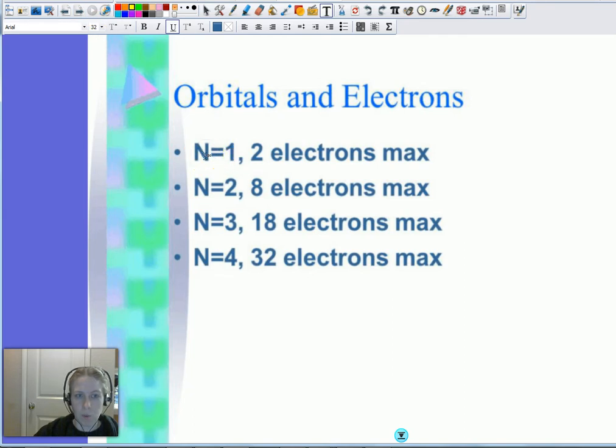So energy level 1 can hold 2 electrons max. And we already knew this. The first 2 columns in the periodic table hold up to 2 electrons. They're the s, essentially the s block.